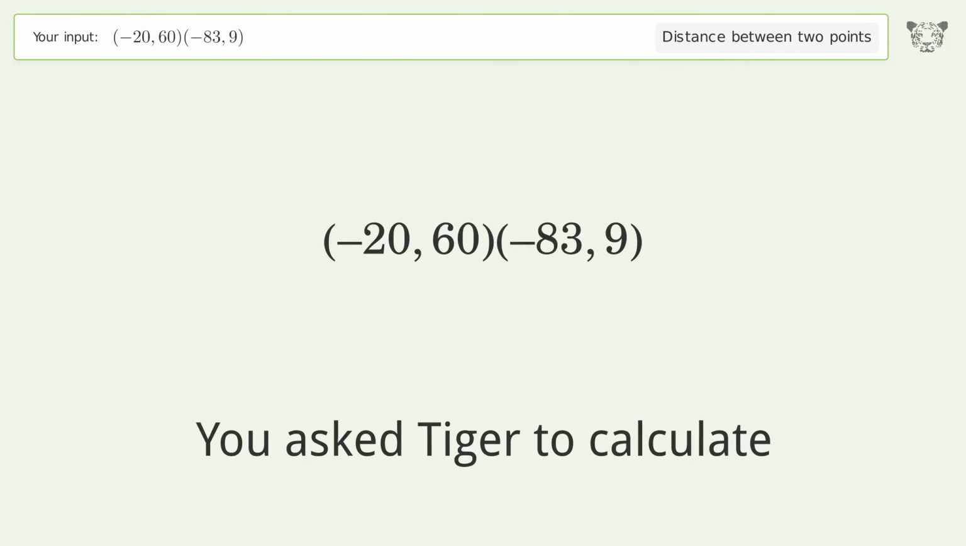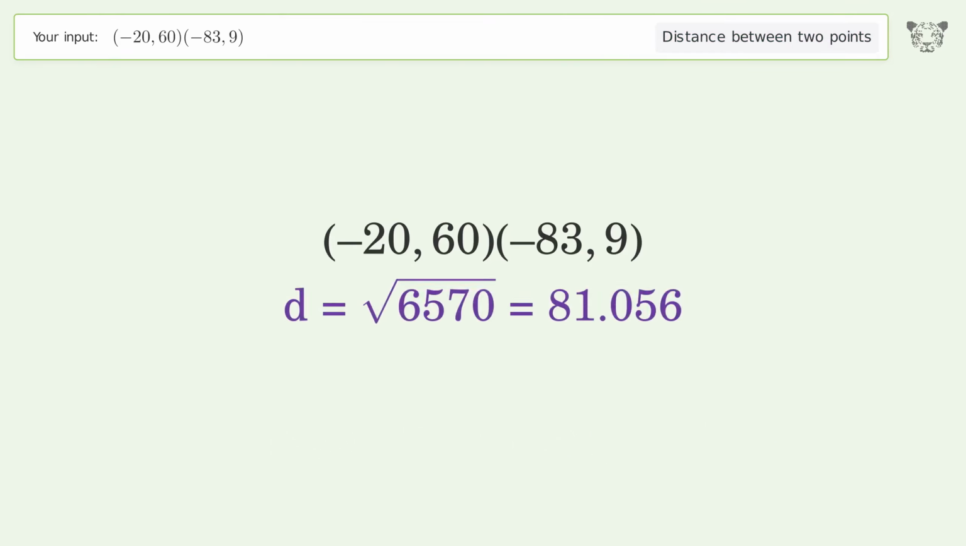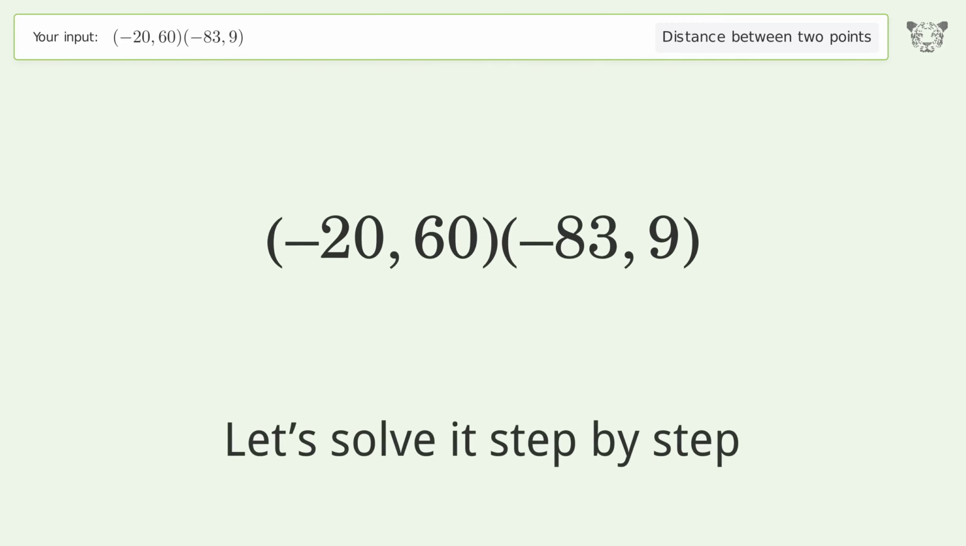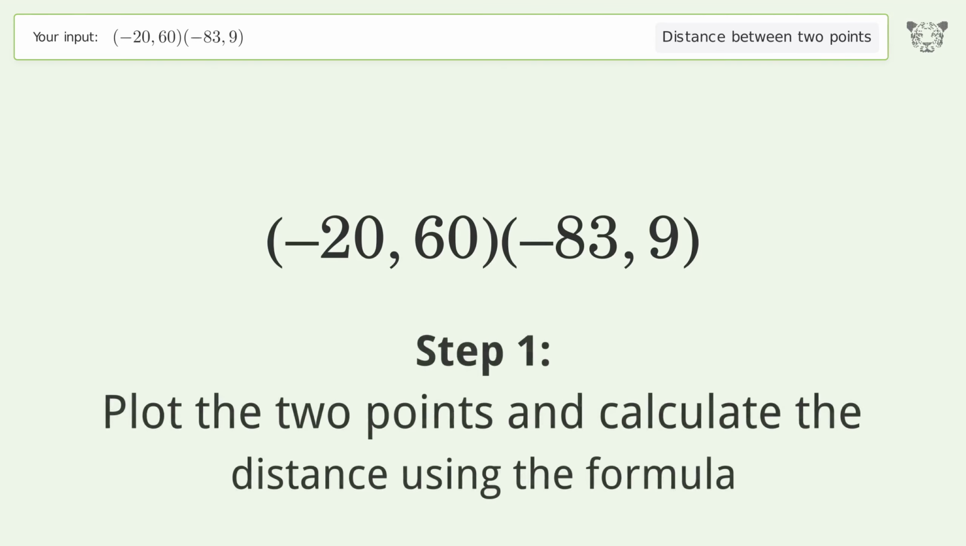You ask Tiger to calculate. This deals with the distance between 2 points. The distance between the 2 points is the square root of 6,570, or 81.056. Let's solve it step by step. Plot the 2 points and calculate the distance using the formula.